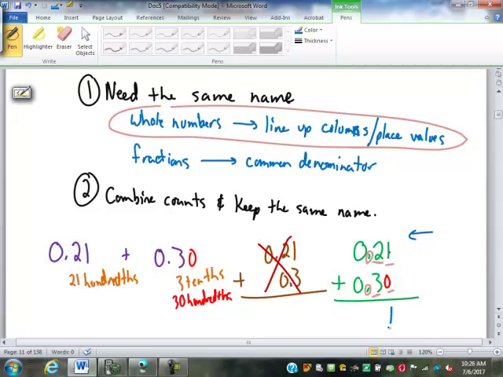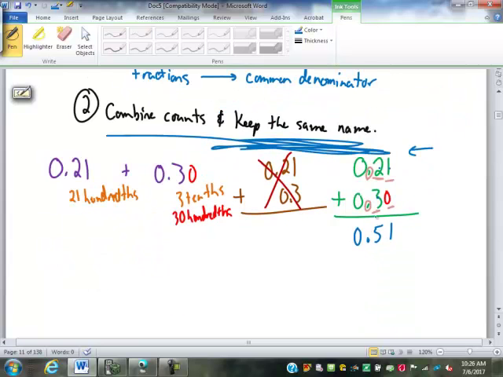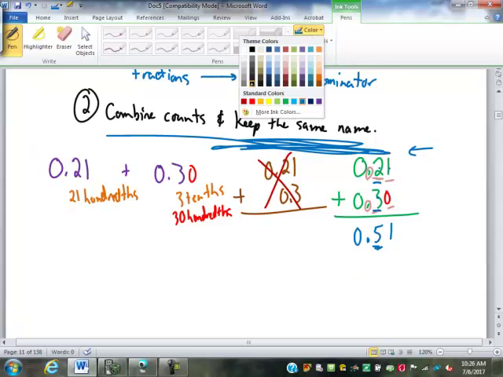1 plus 0 is 1. 2 plus 3 is 5. The decimal point comes straight down. Why does the decimal point come straight down? We keep the same name. By bringing that decimal point down, the tenths stay in the tenths column, in the tenth spot, and so on. We keep the same name.